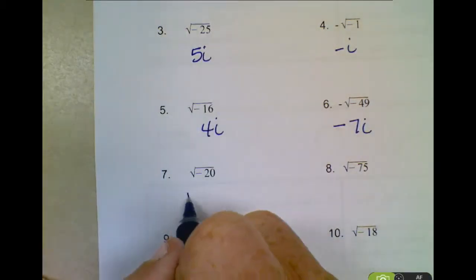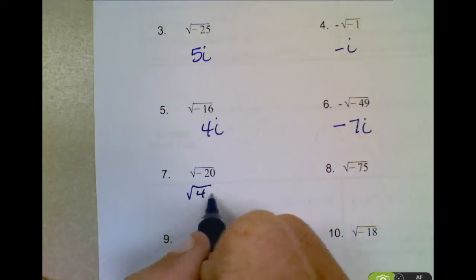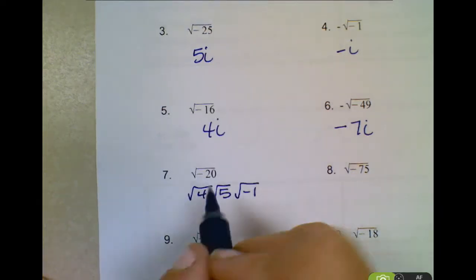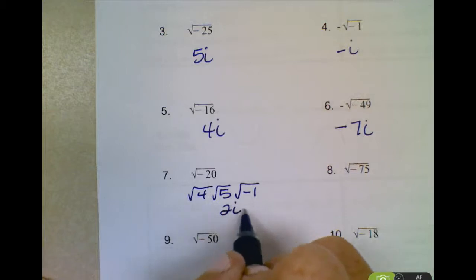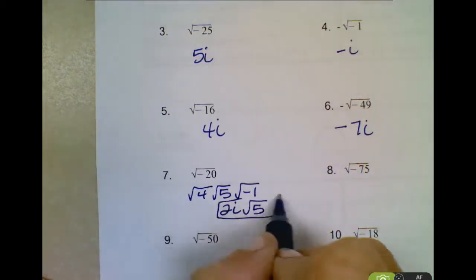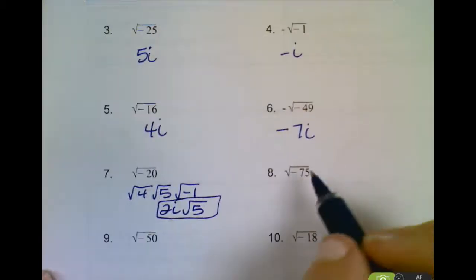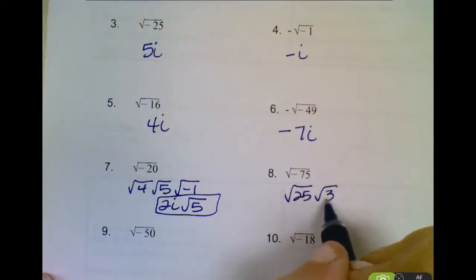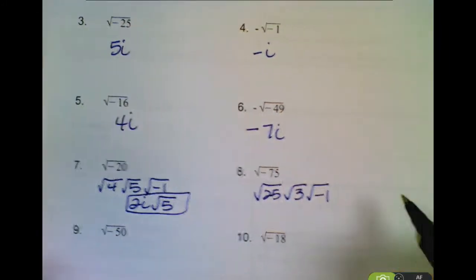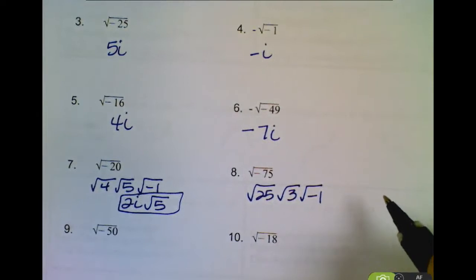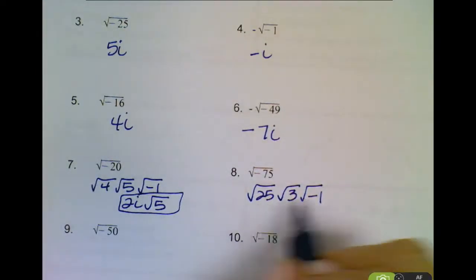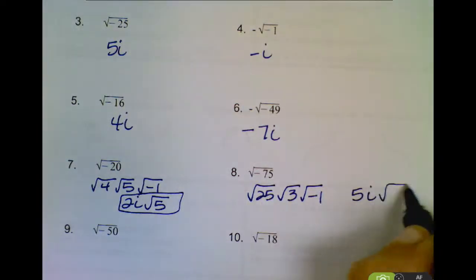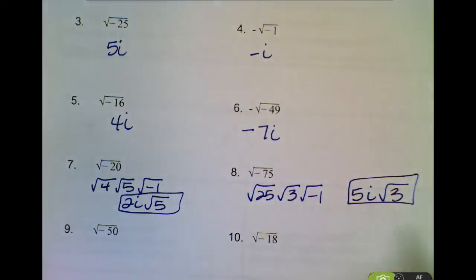Okay, the square root of 20 breaks down into square root of 4, square root of 5, square root of -1. The 4 and the -1 would give us 2i. Square root of 5 can't be reduced, so we have it like that. Number 8, you have square root of 25. Makes life much easier if you use your perfect squares. If you choose not to do that, you can still simplify them, of course. It's just going to take you more steps. Square root of 25 is 5. Square root of -1 is i. Square root of 3 cannot be simplified any farther than that, so you get 5i square root of 3.